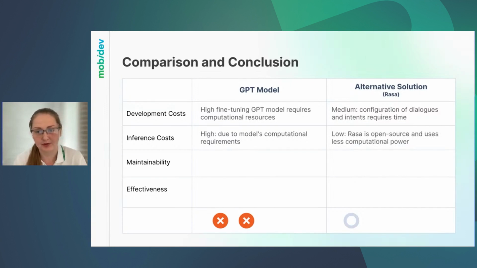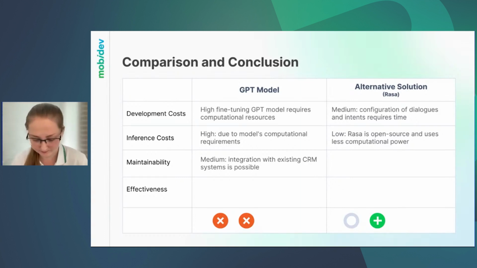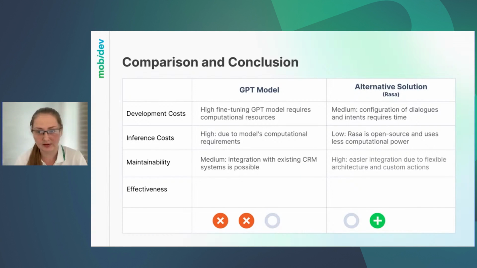Inference costs, once again, it exists. Rasa is open source, uses less computational power. It doesn't even need a GPU, and it's quite lightweight. So this is a plus. Maintainability. In this case, it's an important part with the integration with the CRM. And well, it's possible with GPT, but it's not as easy as it is in Rasa because Rasa is basically built for such tasks. So this is a plus.